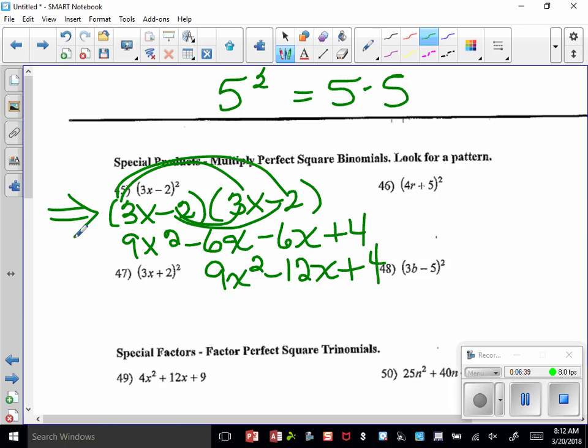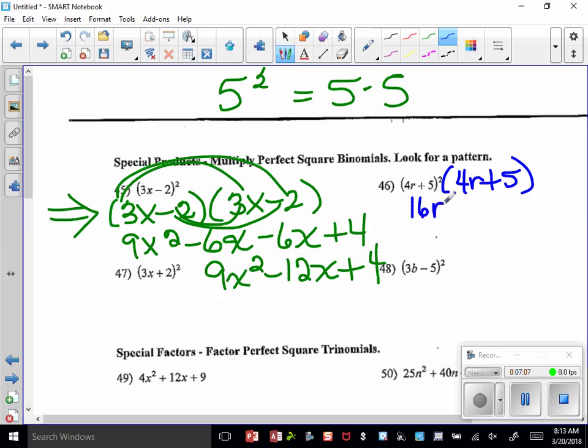If you FOIL it out the long way, you'll always have the right answer. But for those of you who like shortcuts and you think you can do it, I'll show it to you in a second. So I'm going to do 47 the long way, and then I'm going to show you a shortcut way. We're going to write out 4r plus 5 two times. I'm just going to write it beside it. Then I'm going to distribute it like I did the first problem.